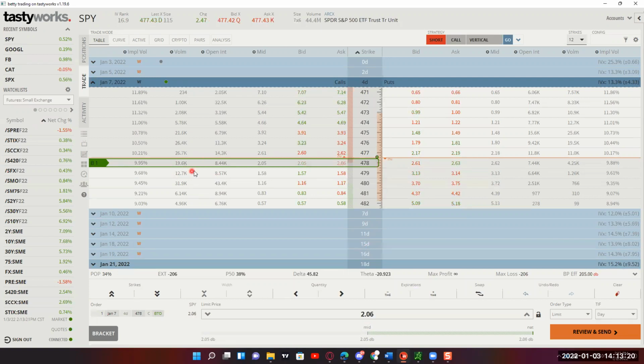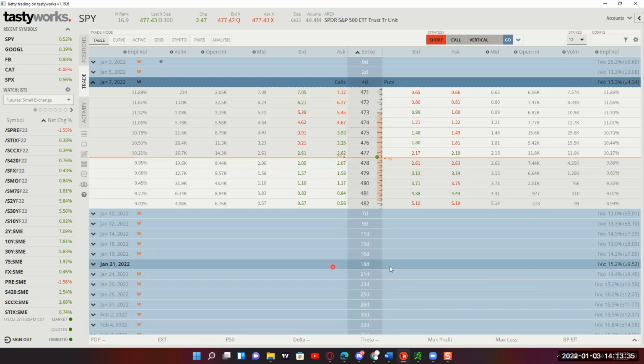Look at how much volume today, 19,600 contracts traded today. You can get in and out really fast, very tight slippage. This is the perfect day trade product to learn how to trade options without getting severely handicapped.